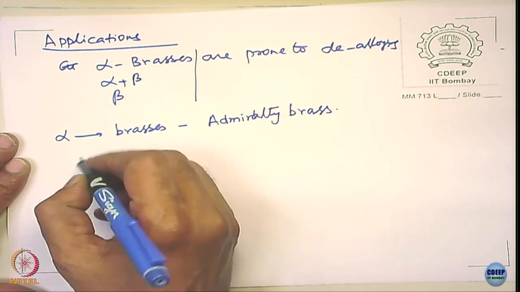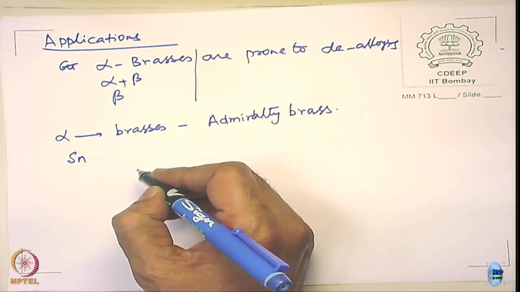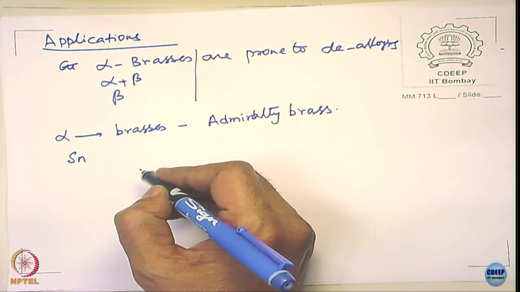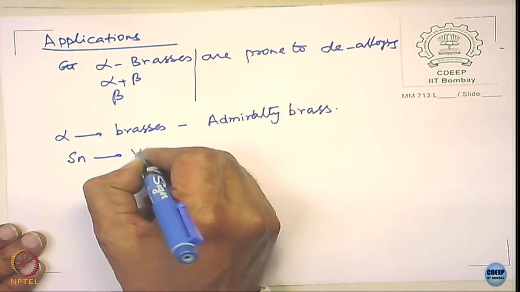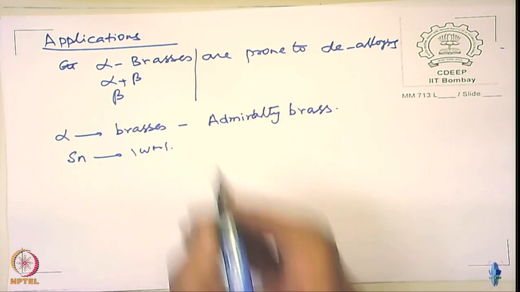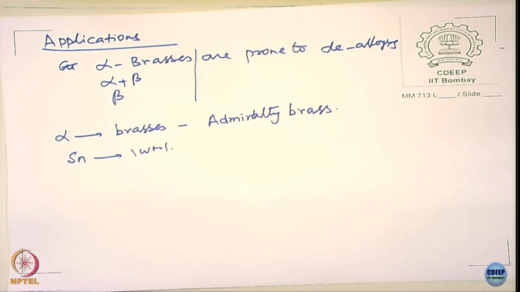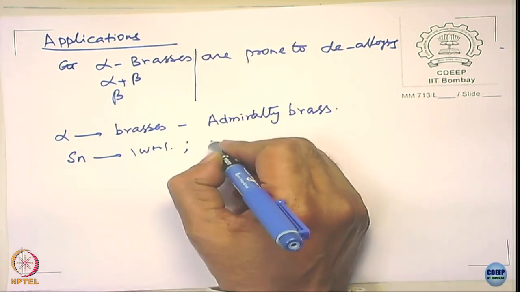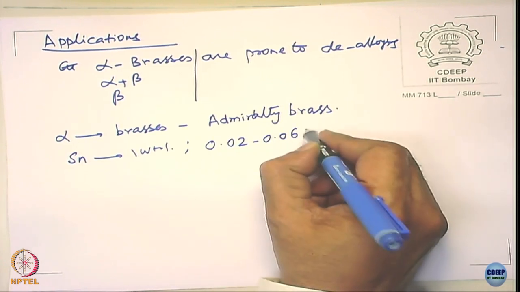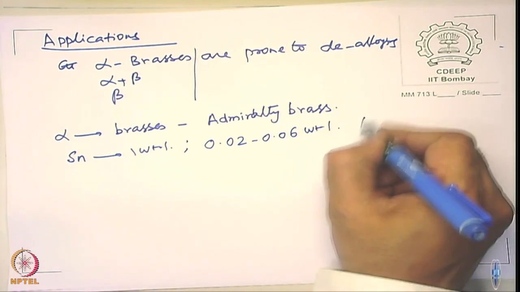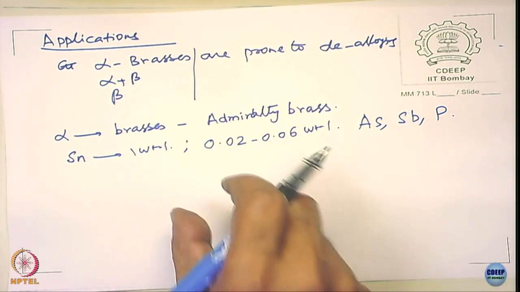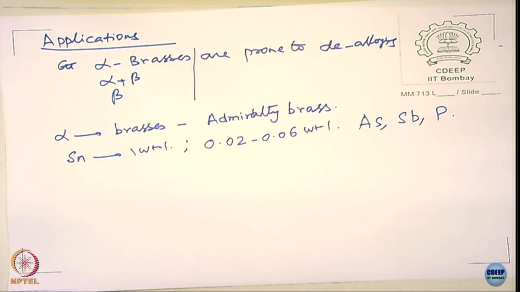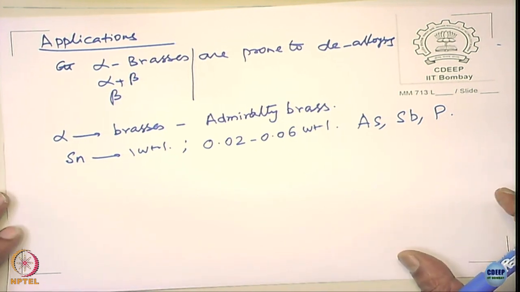Admiralty brass consists of tin. It has about 1 weight percent of tin added to alpha brasses. To support this, they also add small quantities of arsenic, antimony and phosphorus, and they are effective in curbing the dealloying of alpha brasses. The mechanism is not completely known. There are some speculations, but it is not completely known.